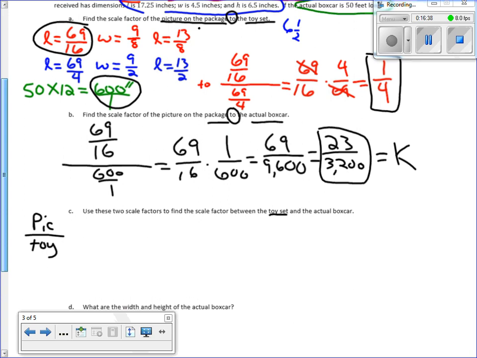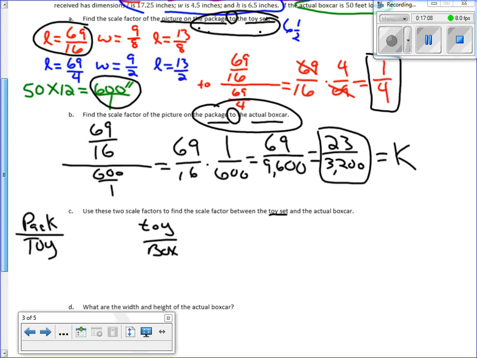We want to get the toy set to boxcar. We want toy to boxcar. We've already done package to toy set and package to actual boxcar. So looking back up here, package to toy set, and then here we did package to actual.